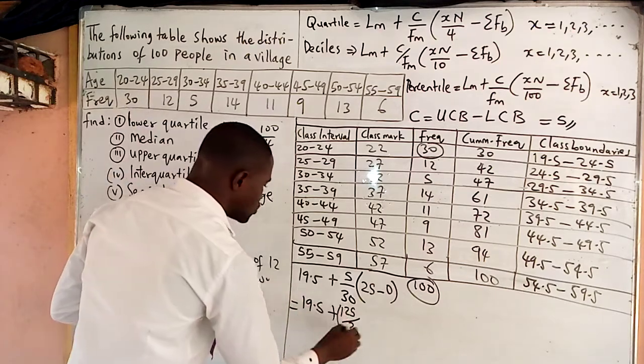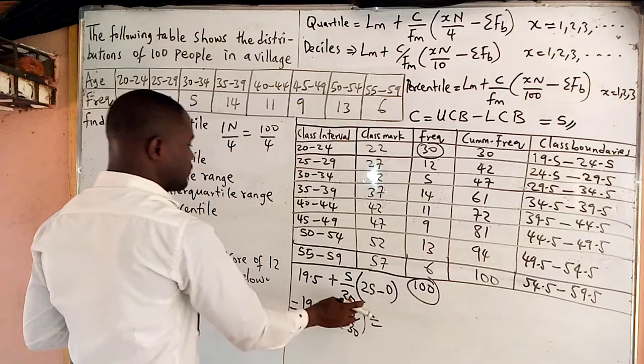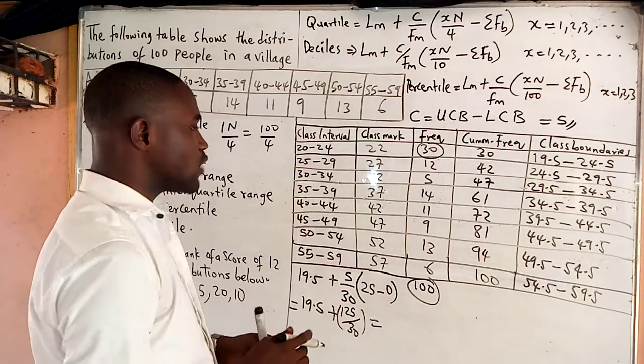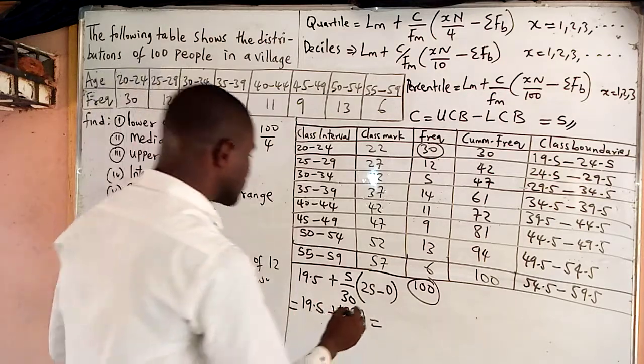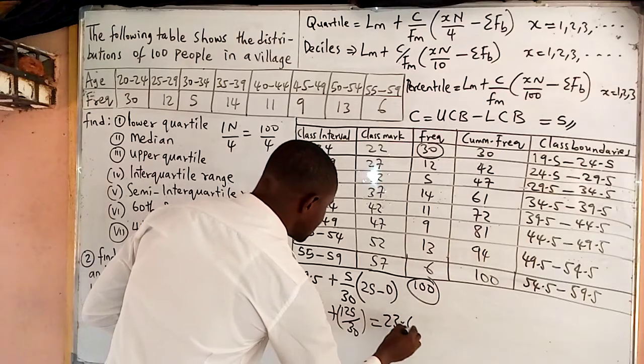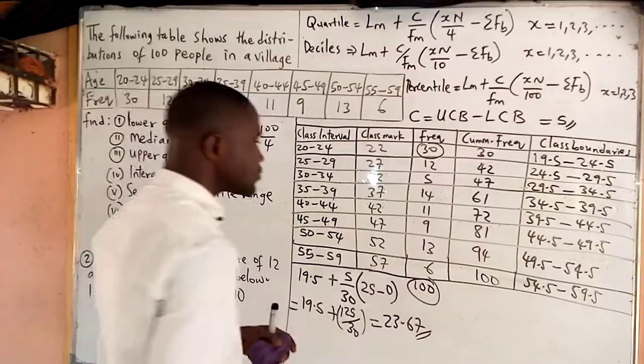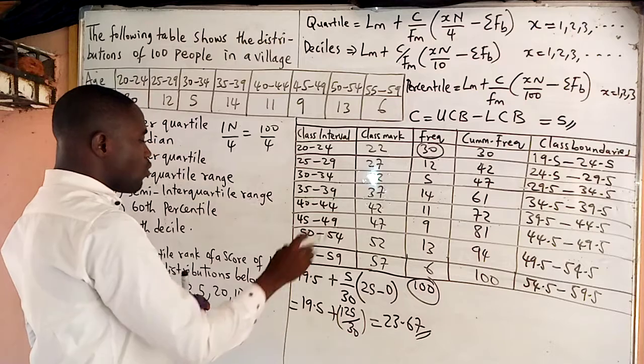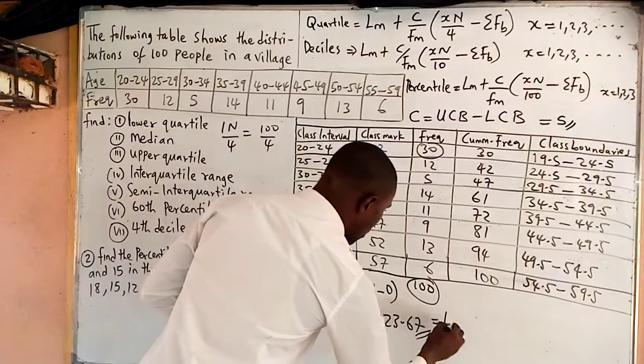19.5. So once you compute this, 30 divided by this will be giving us 4 point something. 4 point something plus 19.5 will be giving you 23.67. That is your lower quartile, equal to 23.67.